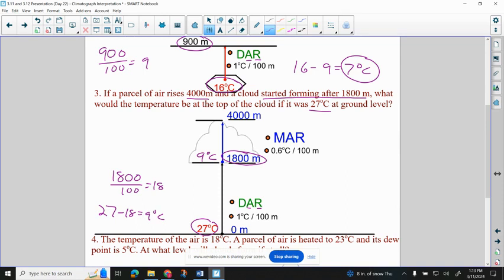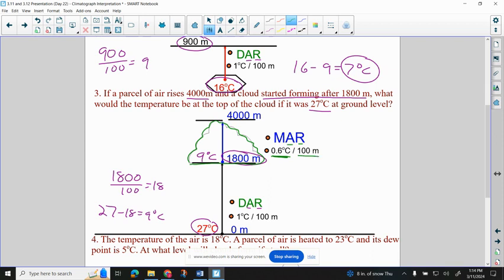Okay. But the air is going to continue to rise. And as it does, it started forming this cloud, which means condensation is taking place. And because condensation is a warming process, the rate at which the air is going to cool off slows down. So it's still air that's rising, but now it's in a cloud, it's moist air, and so it's going to go down at 0.6 degrees for every 100 meters.